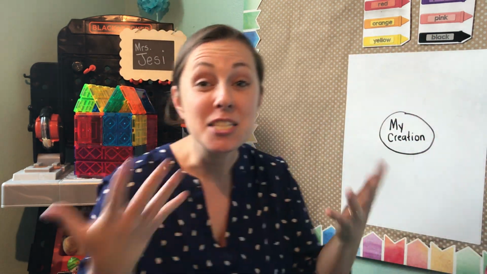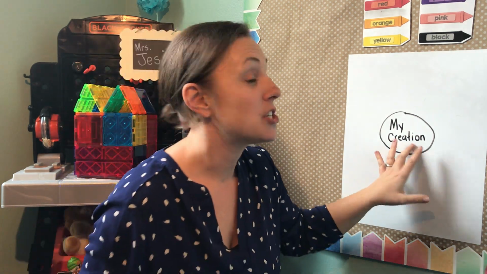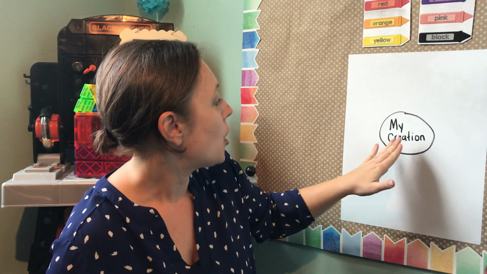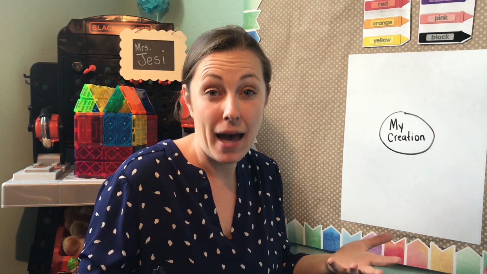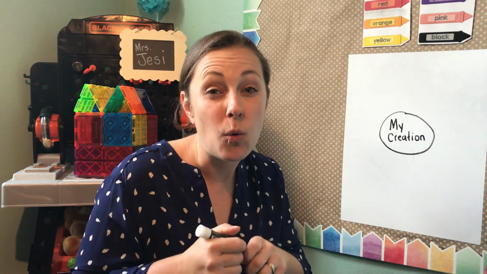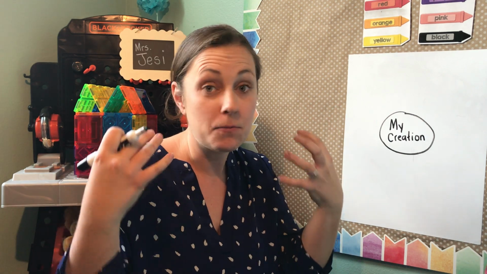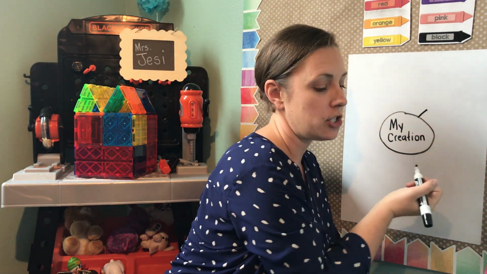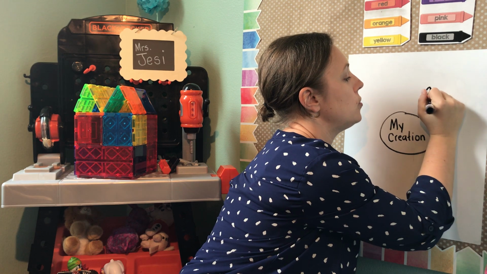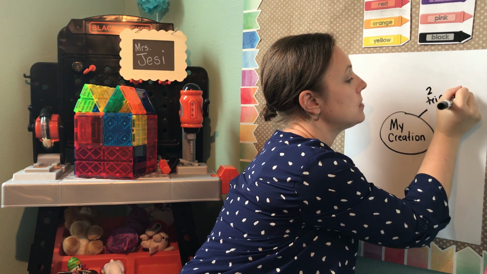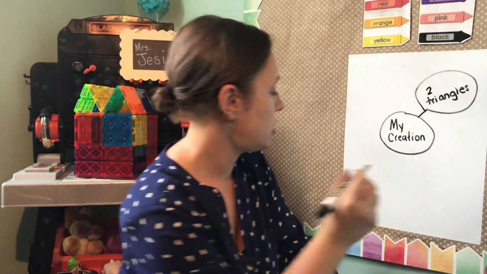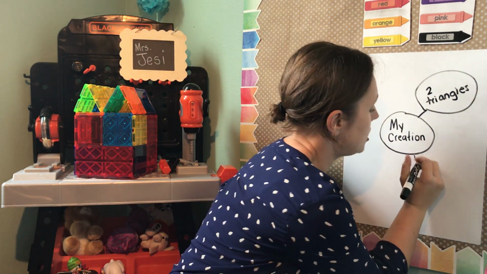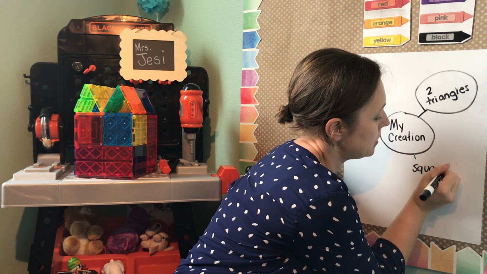And so after we've talked about our creations, then we're going to start to write down our ideas about our creations. And so I put my creation here, and then we're going to be describing our creation using thinking maps, because thinking maps really help students to organize what's in their brains, right? And so my creation has 2 triangles. And so I would write that. That's describing my creation. And my creation has squares.